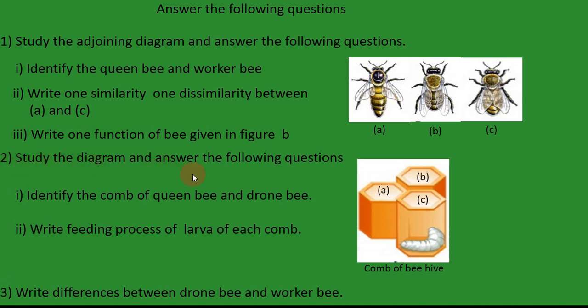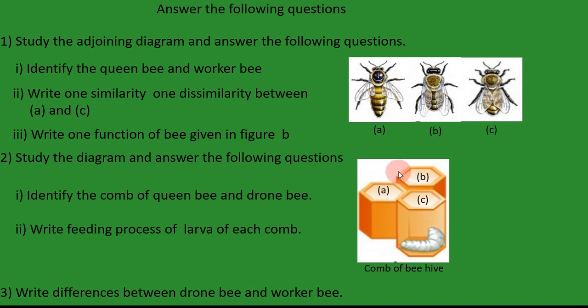Study the diagram and answer the following questions. Identify the comb of the queen bee and drone bee, and write the feeding process of the larva of each comb. Look here, the comb of the queen bee and drone bee. So we know that the queen bee is the largest bee in the colony and the worker bees are the smallest bees in the colony. That is why in this diagram we see B is the largest comb, C is the second largest comb, and A is the smallest comb.